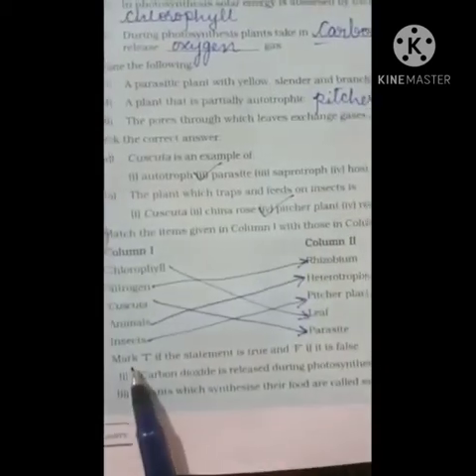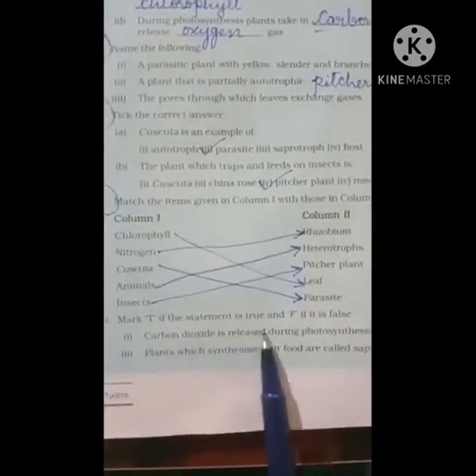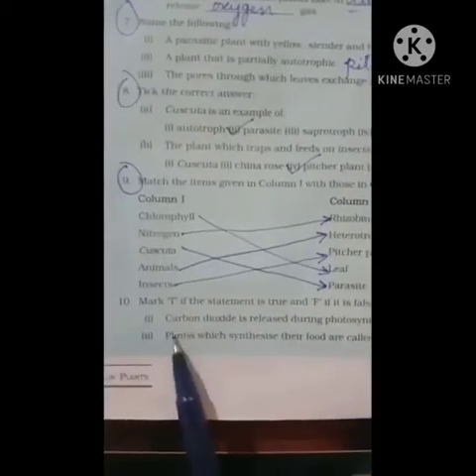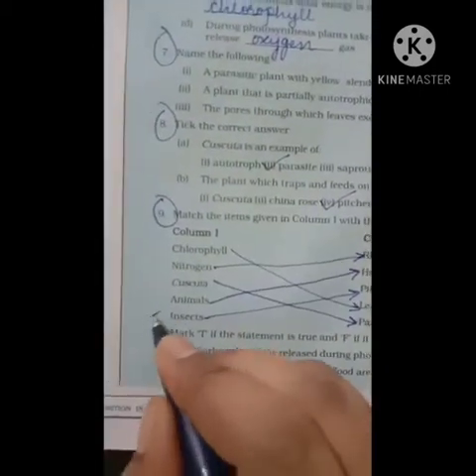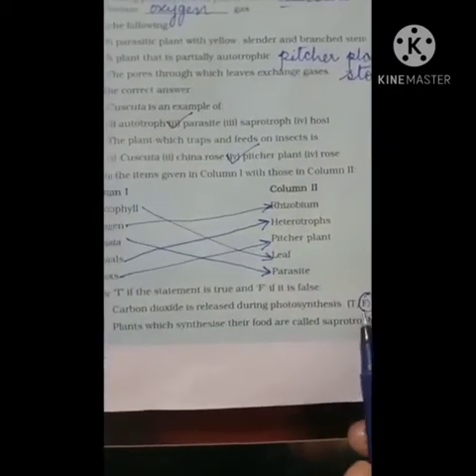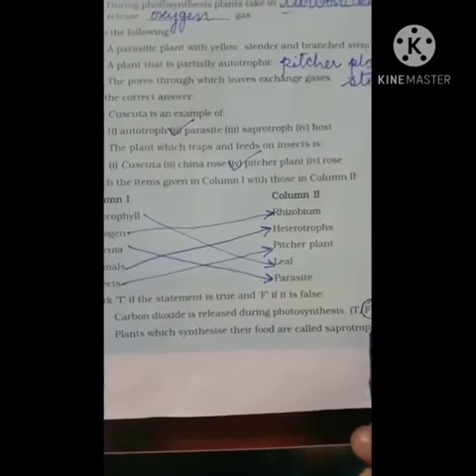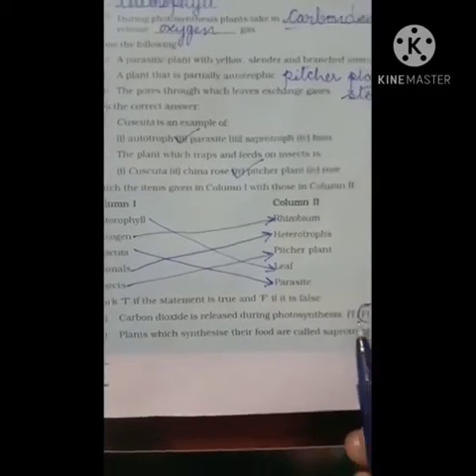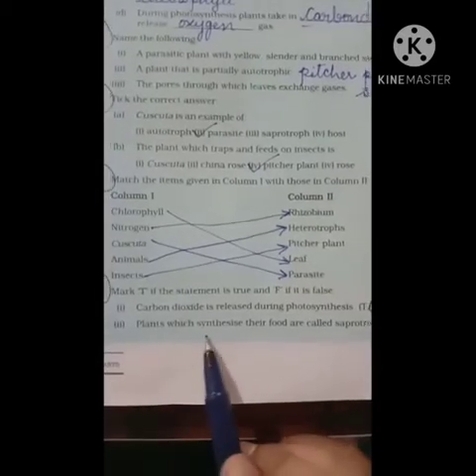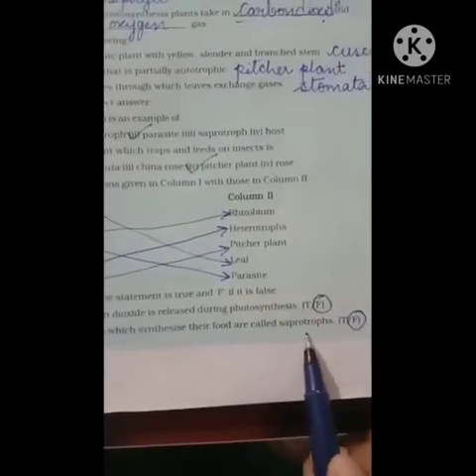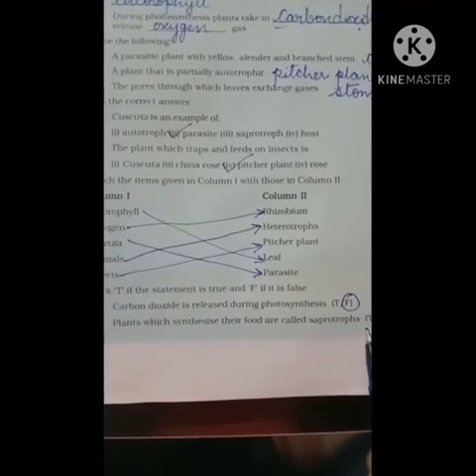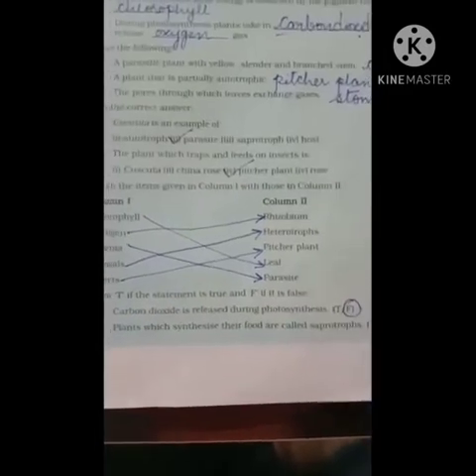Next, mark T if the statement is true and F if it is false. So first question, you should state true or false. That is question number 10. Carbon dioxide is released during photosynthesis. Is it so? Plants release oxygen. So the statement is wrong. So what do you mark it as? False. Plants which synthesize their food are called saprotrophs. False. Plants which synthesize their food are called autotrophs.